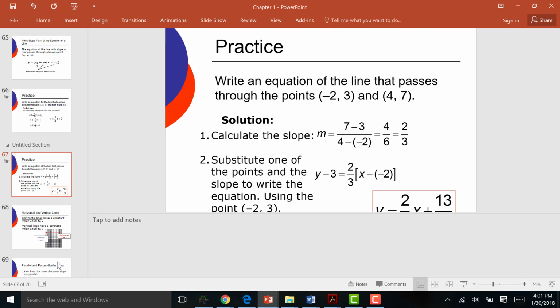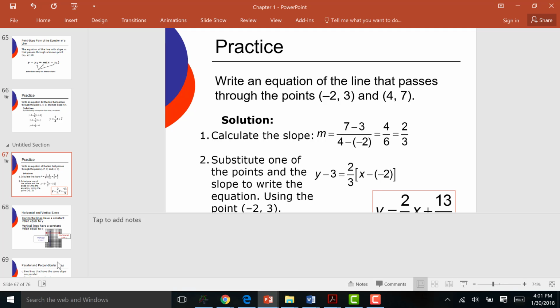In this particular slide, they gave you what? 2 points. They said write an equation of the line that passes through those 2 points. Wait, what did we say we needed in order to use that equation over there? A point and a slope. Okay, so let's see. I need a point and a slope.